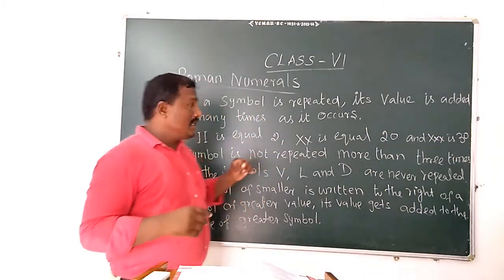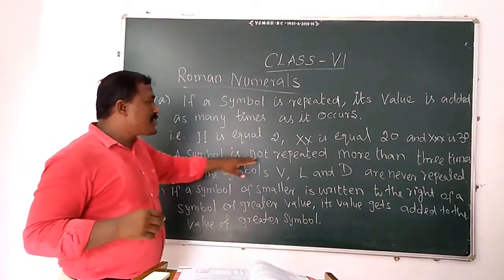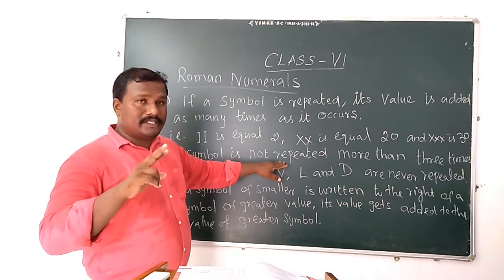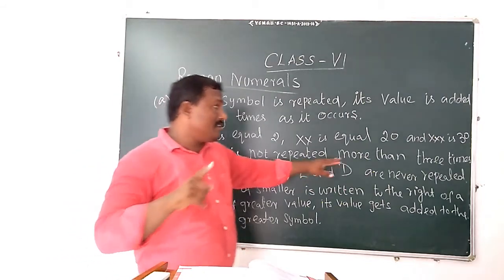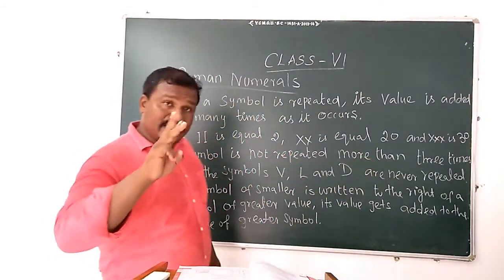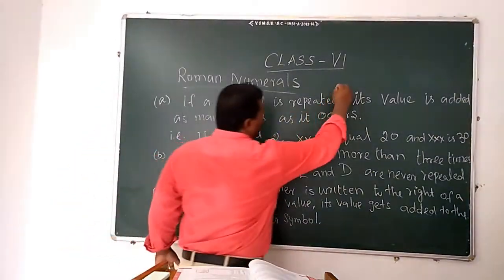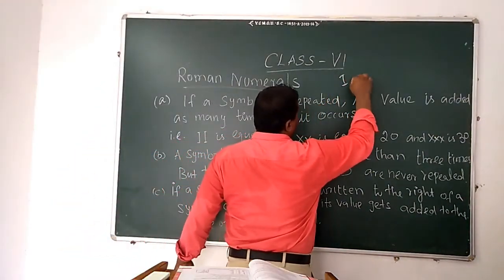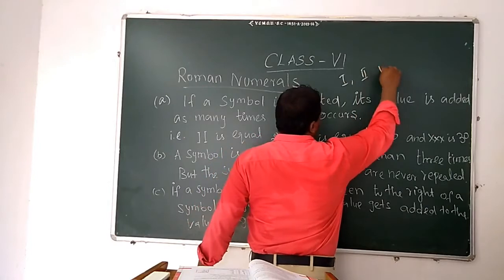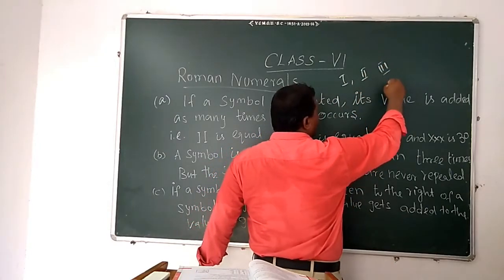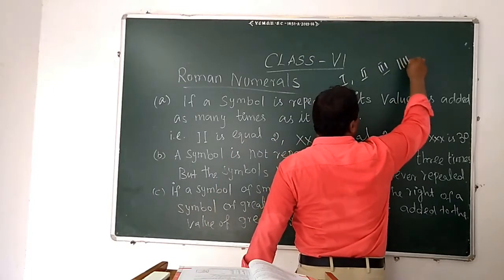That is the first rule. Second rule: a symbol is not repeated more than 3 times. Three times we can repeat. I told you, when we write Roman numbers like this, 1, then 2, then 3: one time, two times, three times. After that, for 4, we do not write it like this.